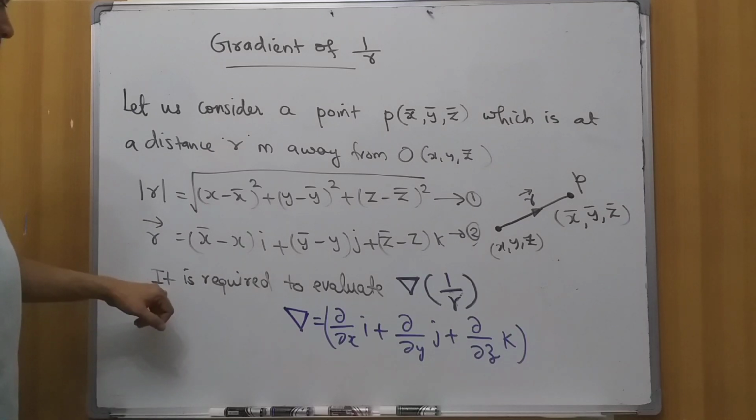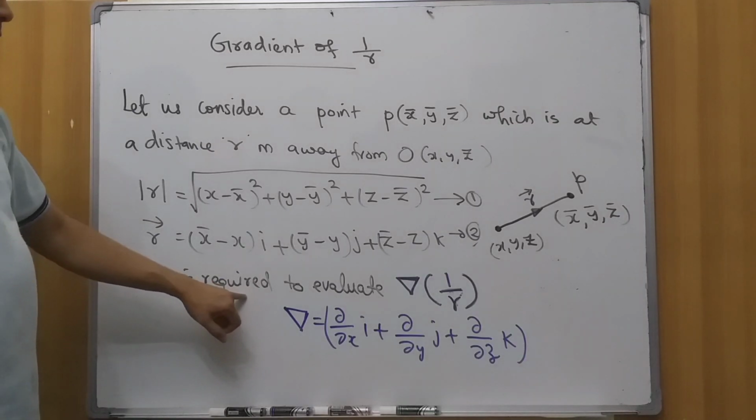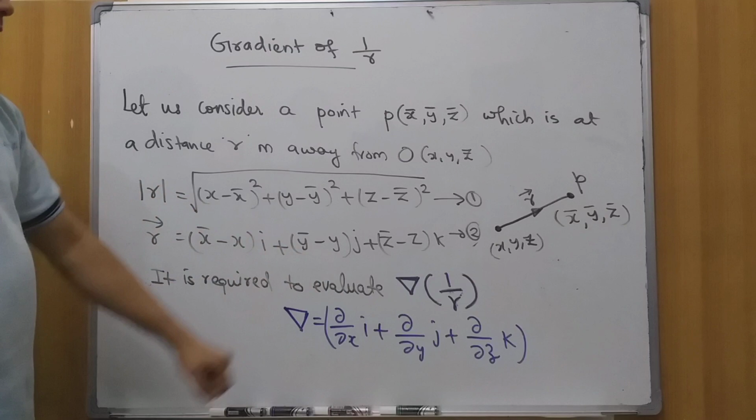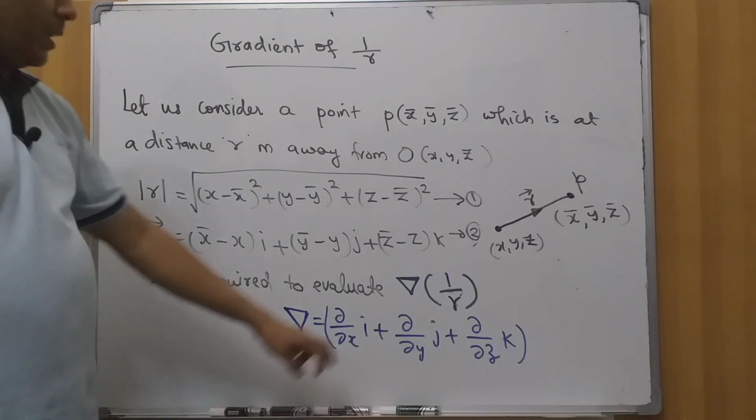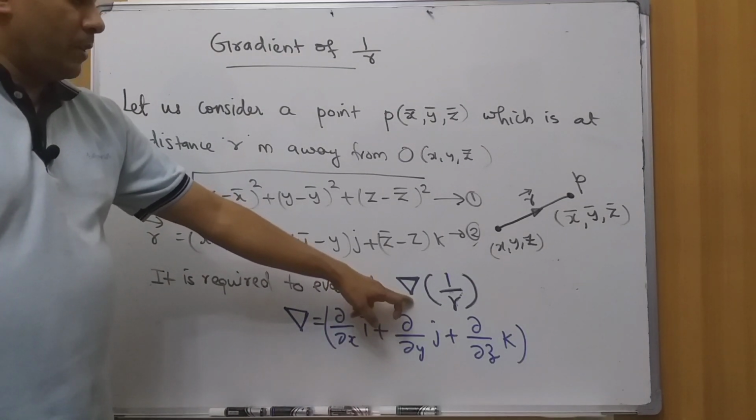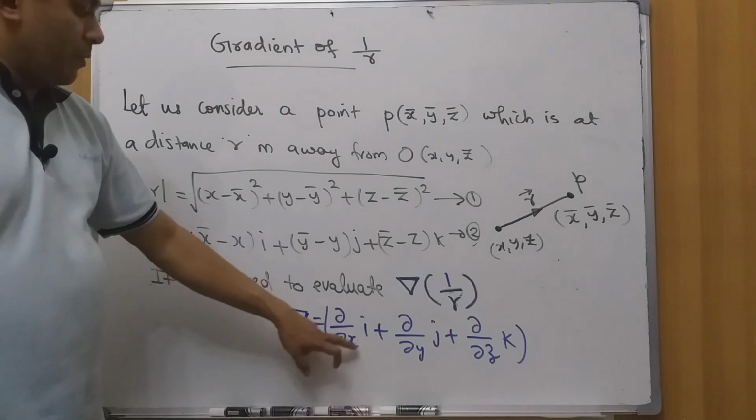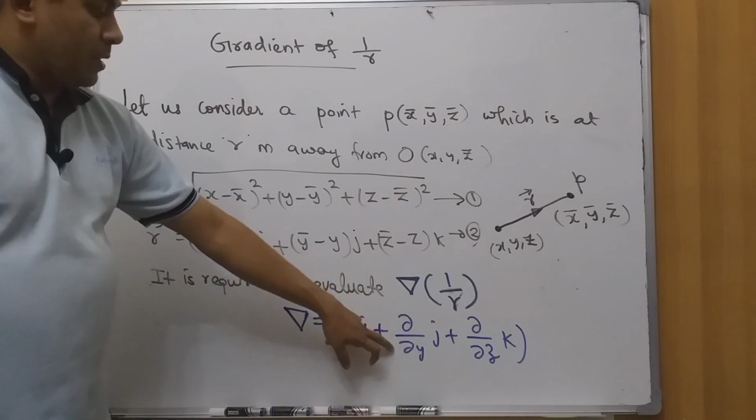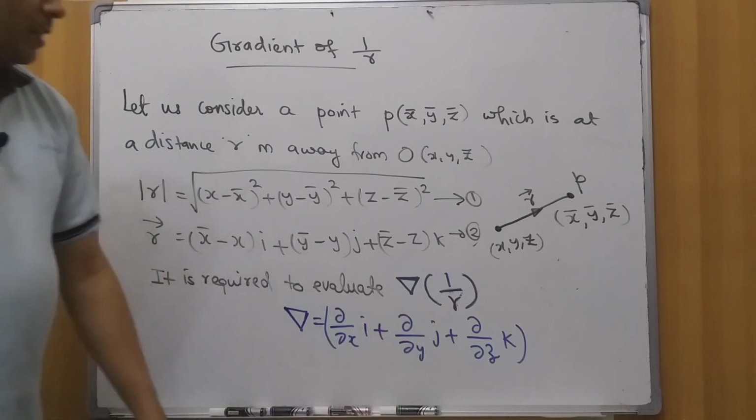Now what is our main purpose is to calculate or to evaluate del of 1 by r, and as we know this is the partial differential operator which is given by partial of x of i plus partial of y of j plus partial of z of k.